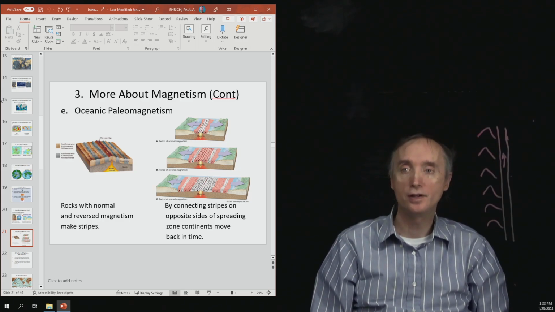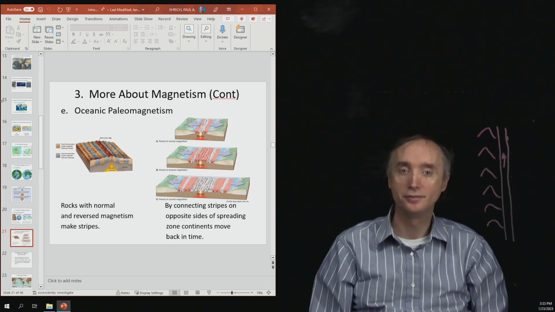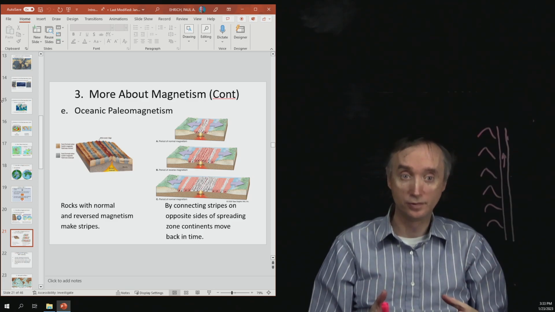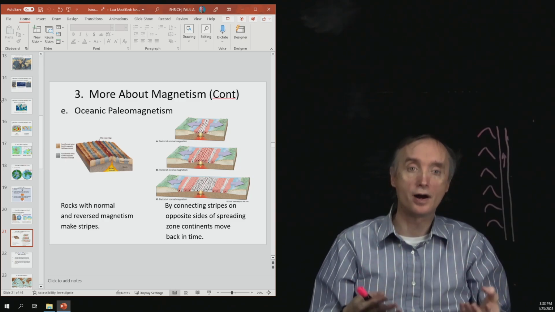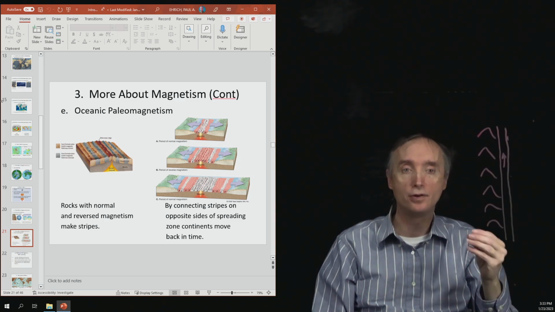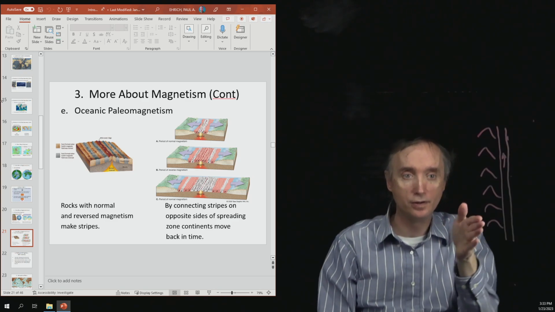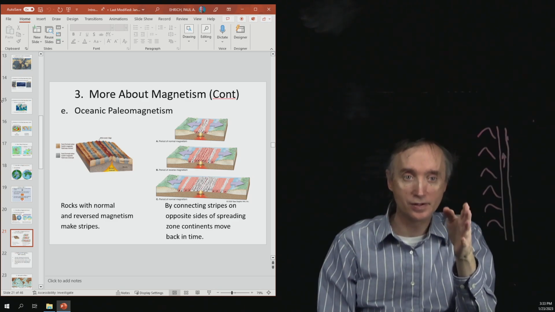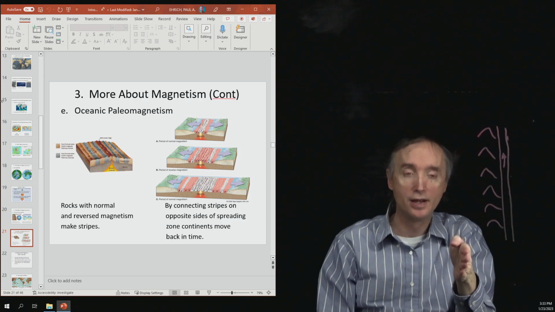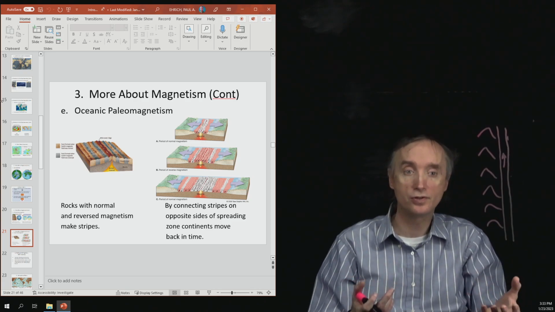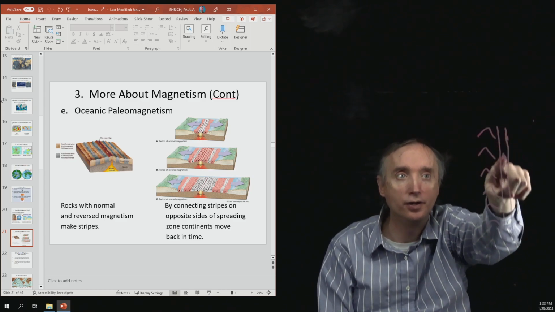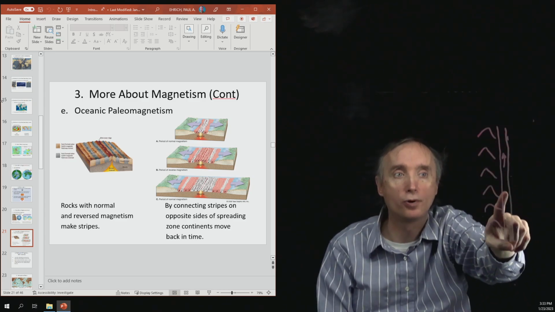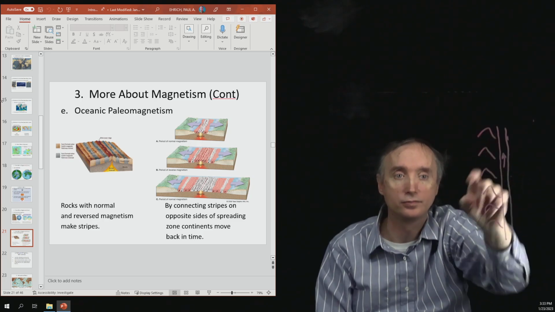So in the previous segment, we talked about how rocks, when they're molten, contain minerals with iron in them, and then those minerals become aligned with the magnetic field as it exists at that time, and then when they cool off, they turn into solid rock. So they found rock over here that is oriented in that direction.